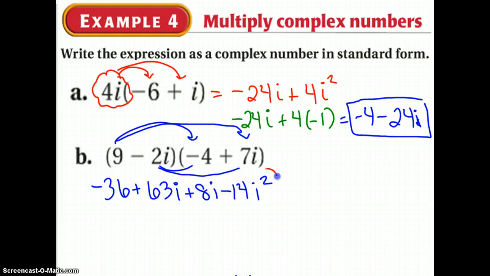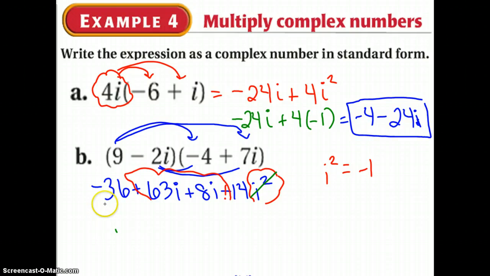Again, you're going to substitute for i squared equals negative 1. So what happens is every time you have i squared, it just switches that sign because you multiply the negative 14 times the negative 1. So it becomes plus 14. So when you change that sign, you could just get rid of the i squared because I've already multiplied it with negative 1.